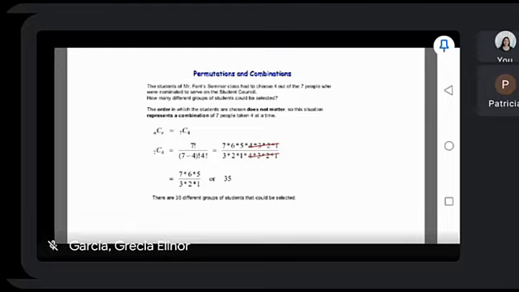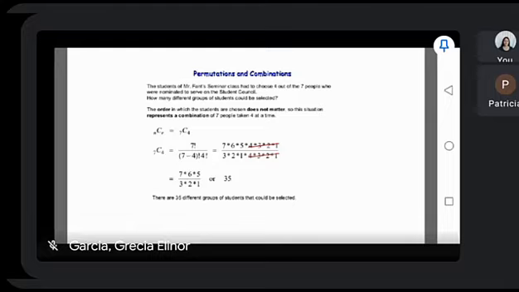Combination of n taken r at a time is equal to combination of 7 taken 4 at a time. Combination of 7 taken 4 at a time is equal to 7 factorial over (7 minus 4) factorial times 4 factorial, which is equal to 7 times 6 times 5 times 4 times 3 times 2 times 1 over 3 times 2 times 1 times 4 times 3 times 2 times 1.